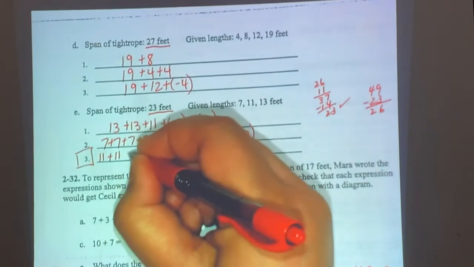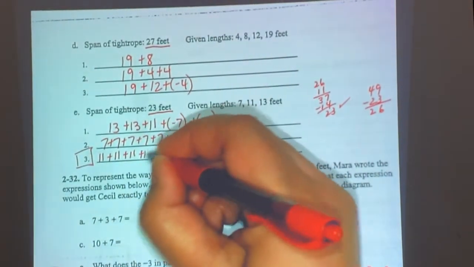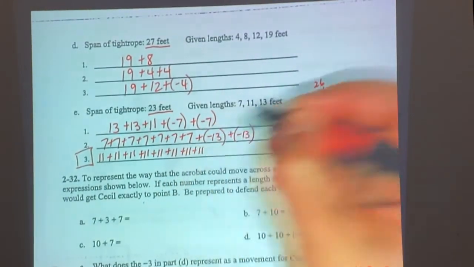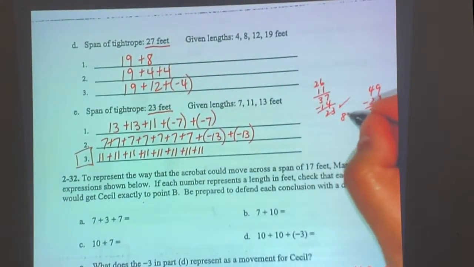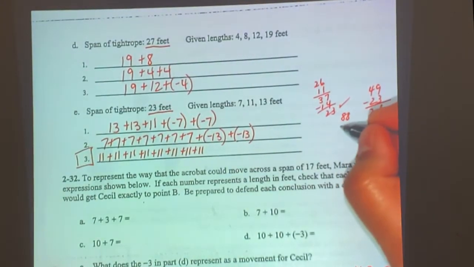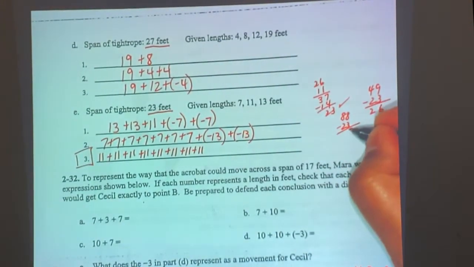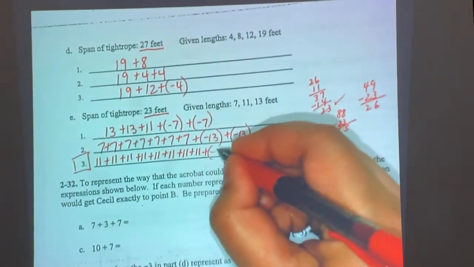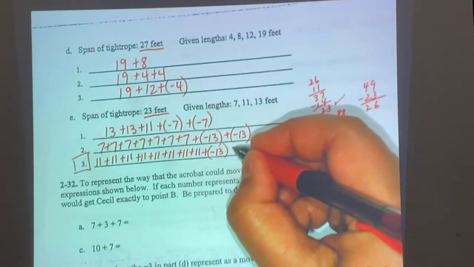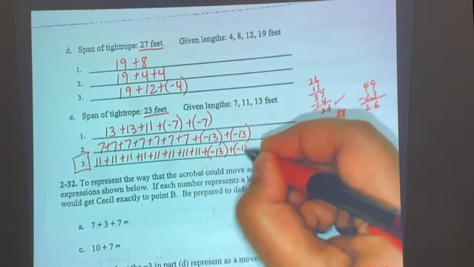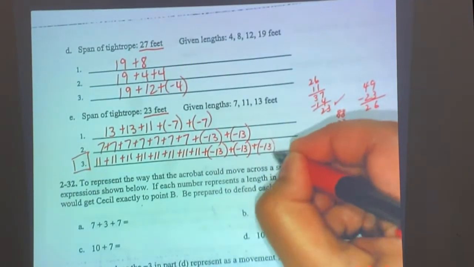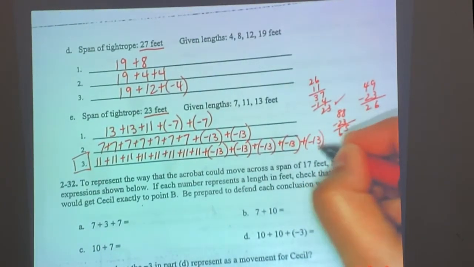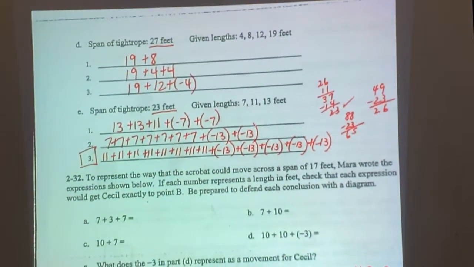1, 2, 3, 4, 5, 6, 7, 8. So 8 times 11 is 88. If I want to get to 23, I have to get rid of 65. So then we'll get rid of 65 by 5 negative 13s. Last year when I did that one in class, kids got stuck on that one.